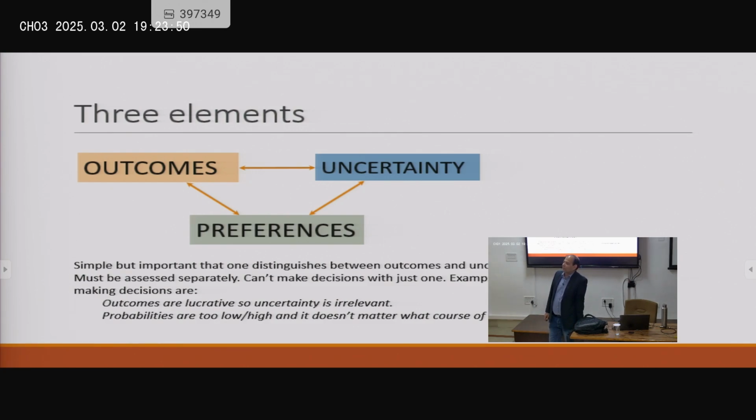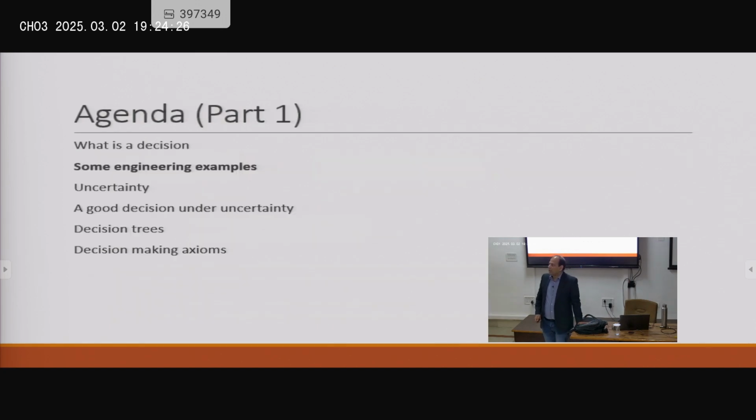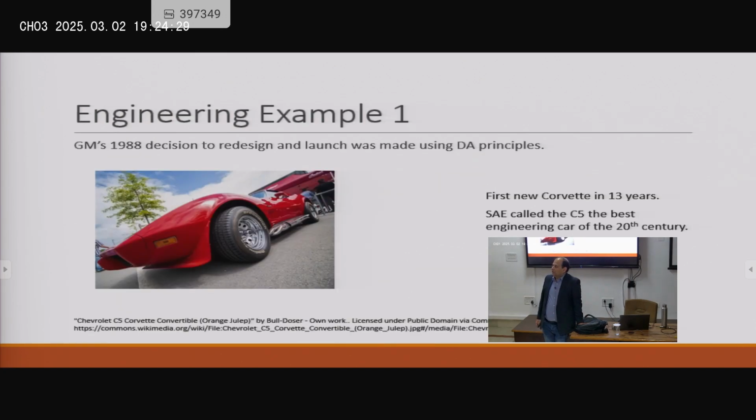And similar. So outcomes are lucrative, so uncertainty is not important. The probabilities are too low, so it doesn't matter what the course of action is. When people drive, let's say, under the influence of alcohol, or they drive carelessly, they think, oh well, accidents rarely happen, so it doesn't matter, right? Not realizing that when it does happen, the outcome is so bad. So in a simplistic sense, I'm making the same comment as FMEA, that both the severity of the outcome and the probability of that event happening are important.